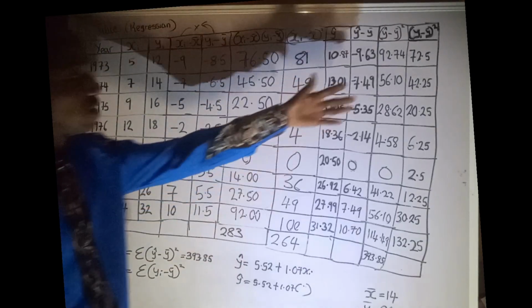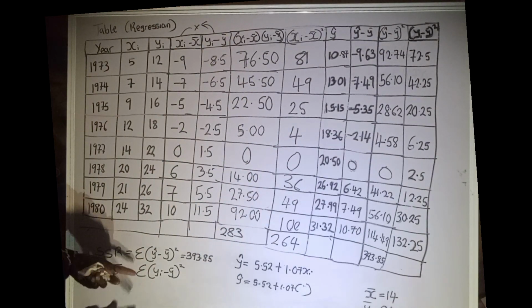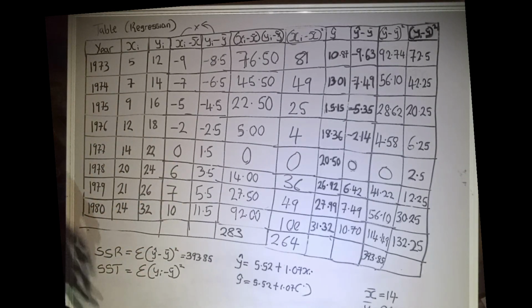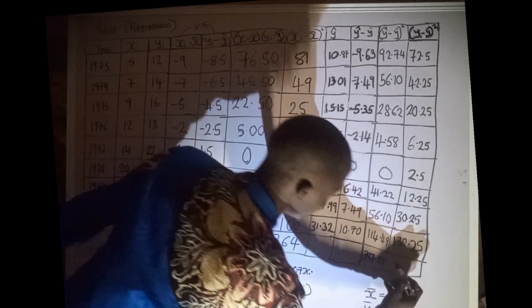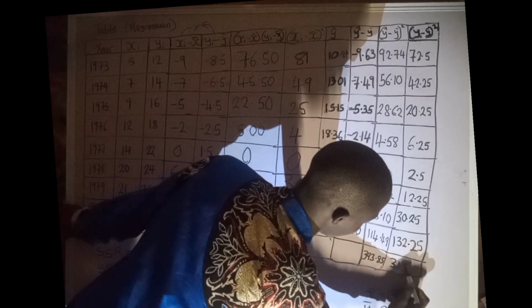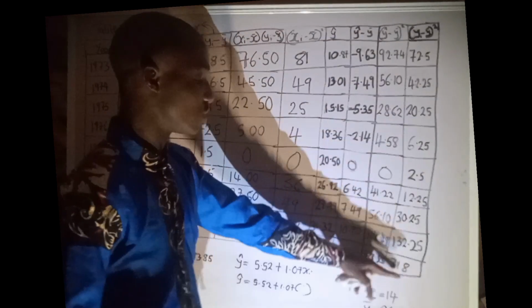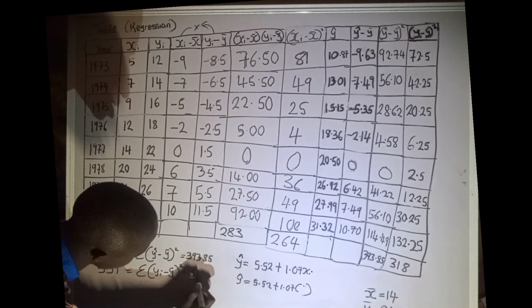I have already gotten all the column here. Now go back to your formula. You see, the formula said that I need the summation of y minus the mean value of y, in bracket, all squared. So therefore, I'm going to be summing all these columns together. And when I sum this column, the value is 318. So now I've gotten the summation of this square, which is 318. The next thing, let me put it here, 318.